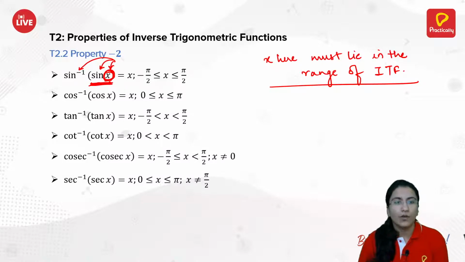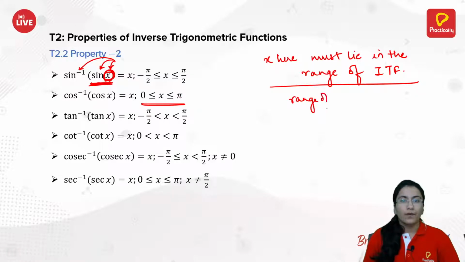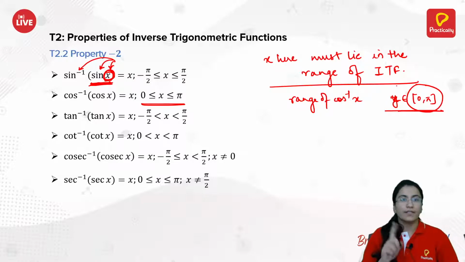Similarly, for cos inverse of cos x, x would be the same as the range we have for cos inverse x. The range of cos inverse x is 0 to pi. You know that y belongs to 0 to pi, so you need to supply values only from 0 to pi.